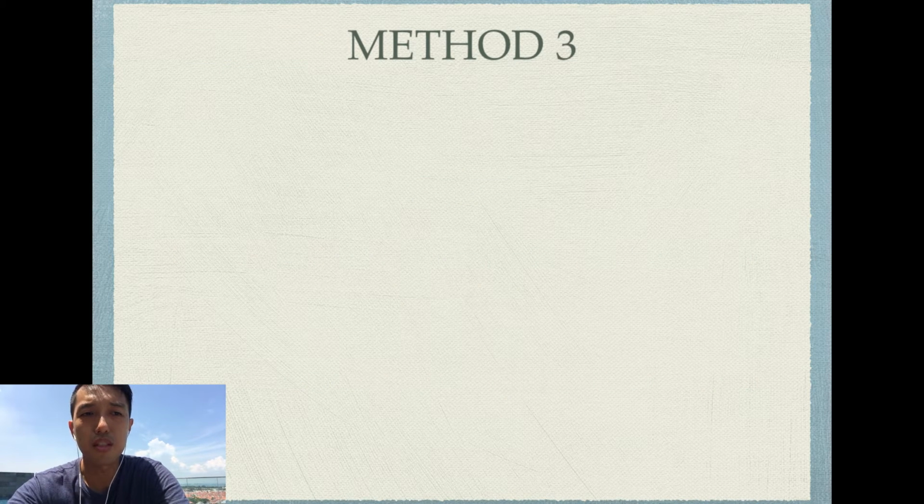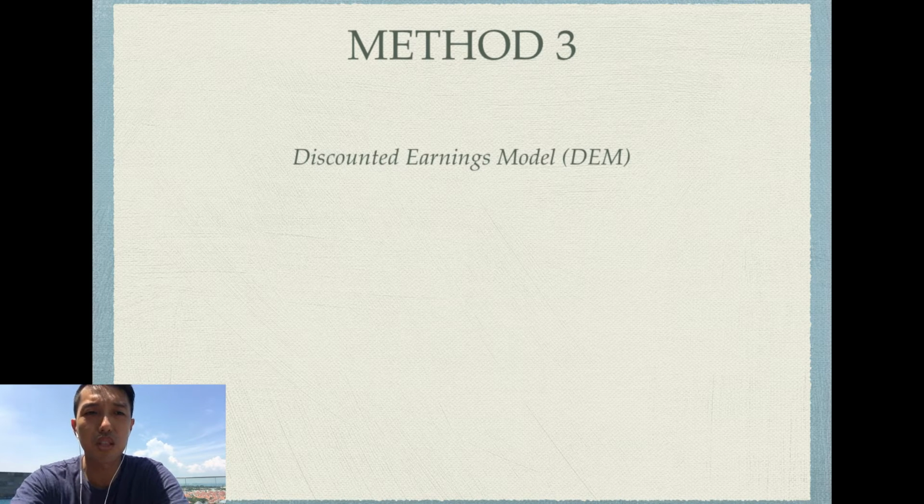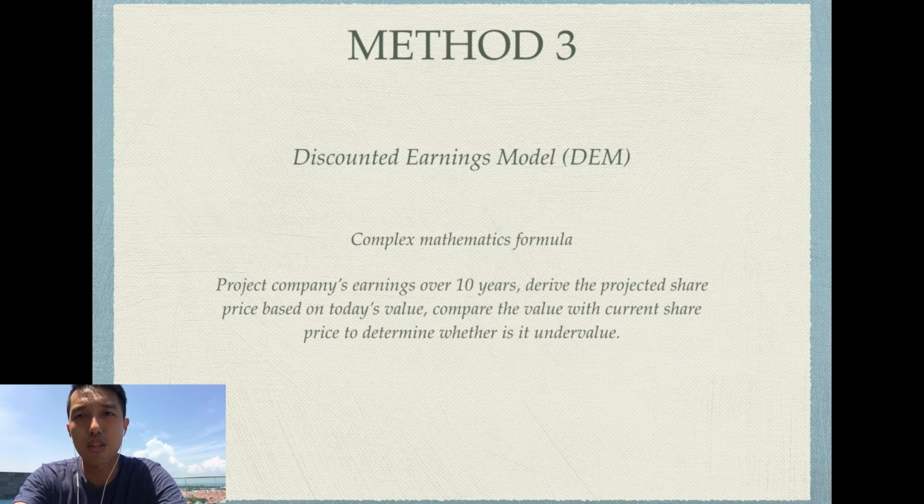Method 3 is a calculation model. Basically, we call it the discounted earnings model, in short DEM. This is a complex mathematical formula. You need to plug in the figures of the earnings, the revenue, and the shares, and do a 10-year or even 15-year projection into the future with a certain discount rate, to find out, based on the current earnings, what the estimated earnings of the company will be in the next 10 years if they grow at the same rate for the next 10 to 15 years.